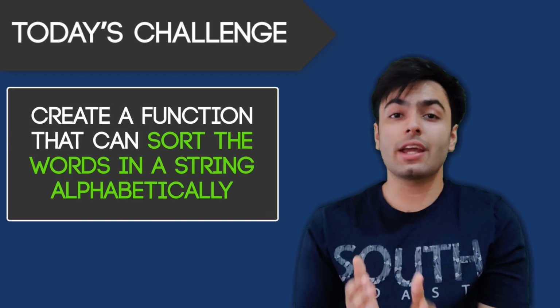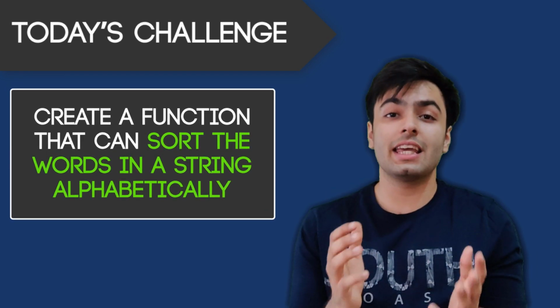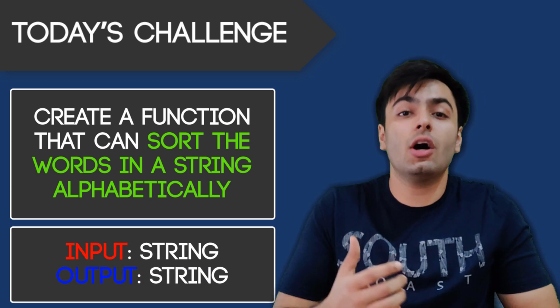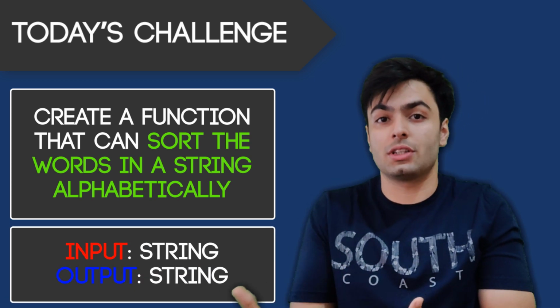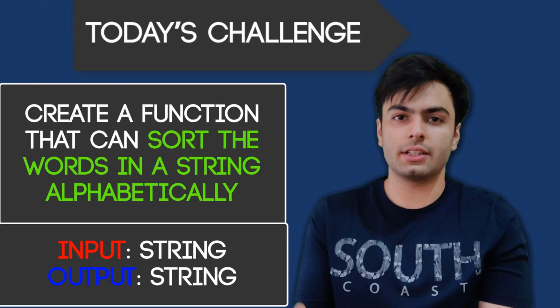Today's challenge is to create a function that can sort the words in a string alphabetically. The input will be a string of words separated by spaces, and the output must also be a string of words separated by spaces, except that they need to be alphabetically sorted. At the face of it, it seems very simple. A bit too simple. An unsuspecting peasant would simply split the string of words into a list, sort the list alphabetically, and then concatenate that list back into a string and return it as an output.